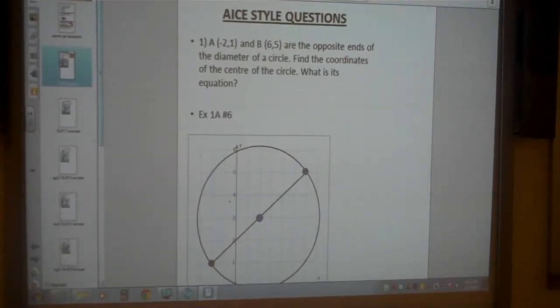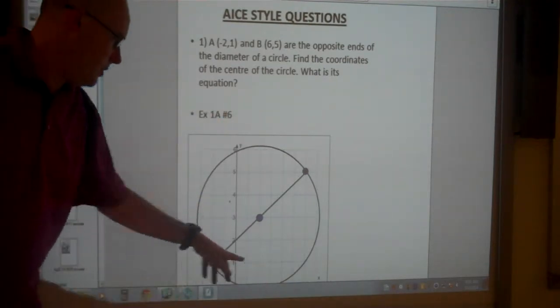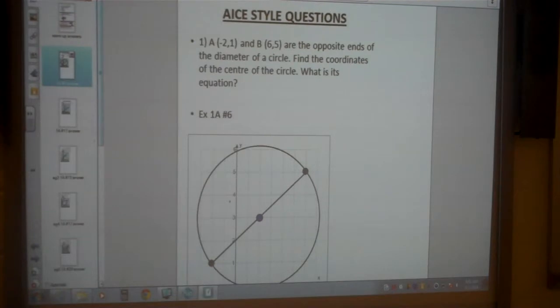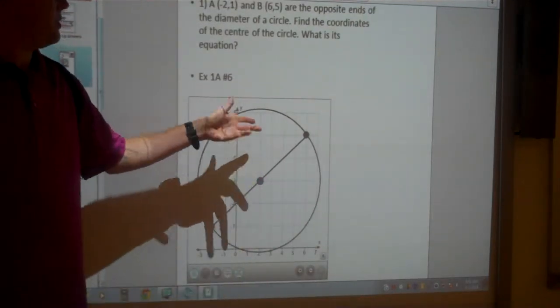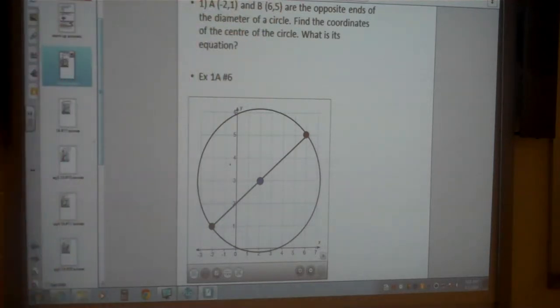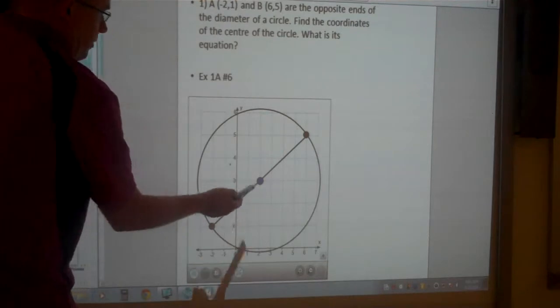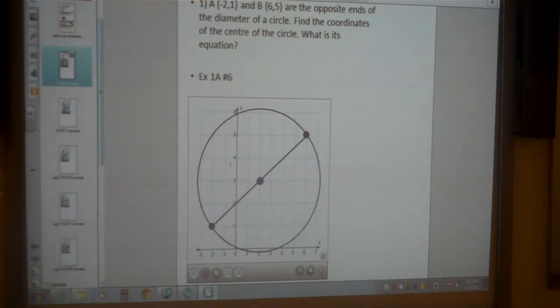We then started looking at some AICE style questions, and you might want to pause the video at this. You can also find these in the textbook as well. I've done a representation of what this picture is, just so we can see what the answer is going to be. But this isn't going to be accurate enough, particularly when we have numbers that aren't whole numbers, so we need to do a more algebraic approach. This is just to check our answer, so it looks like what we're looking for here is (2, 3).